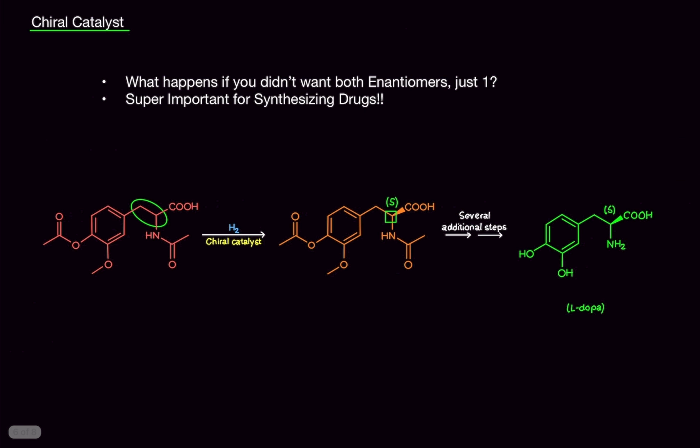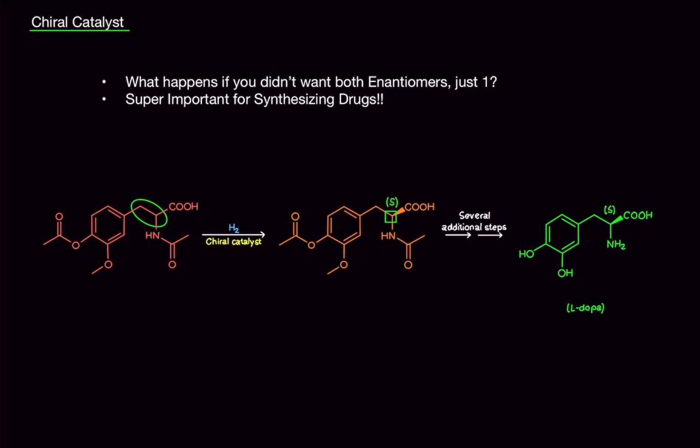Well, smart people realize that you can use a catalyst that's actually chiral. We won't go over it, just know the catalyst is chiral. This is very, very important in synthesizing drugs. I'm going to give you a very good example right here. These two molecules are precursors of L-DOPA. L-DOPA is a precursor to dopamine. People with Parkinson's have problems with dopamine. They don't have enough dopamine. So they realized that they can synthesize L-DOPA and give it to them to help them with Parkinson's.